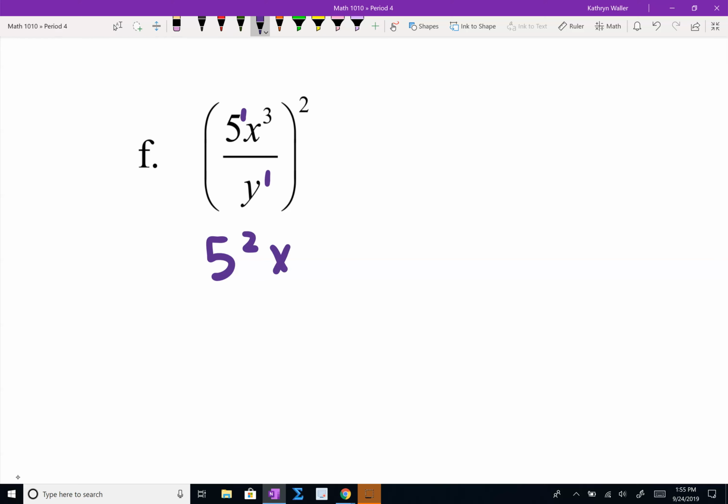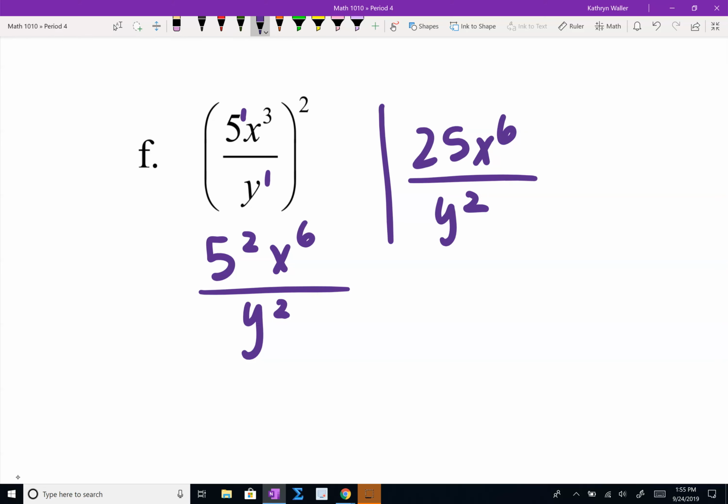X to the 2 times 3 is 6. Y to the 1 times 2 is 2. Am I done? What do I do? 25. So it's 25 x to the 6th over y to the 2nd, and we're done.